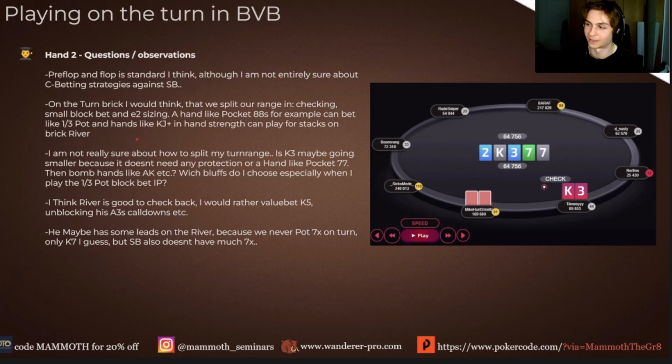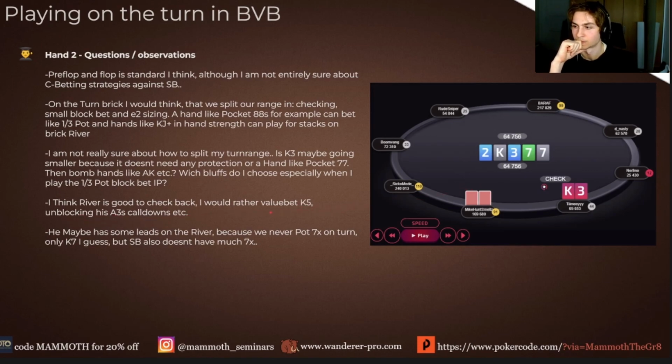Okay. So if you have pocket deuces, you are bombing the turn. If you have pocket sevens, you are bombing the turn. So there's no splits, so we can move on. And obviously the river is a good check back.